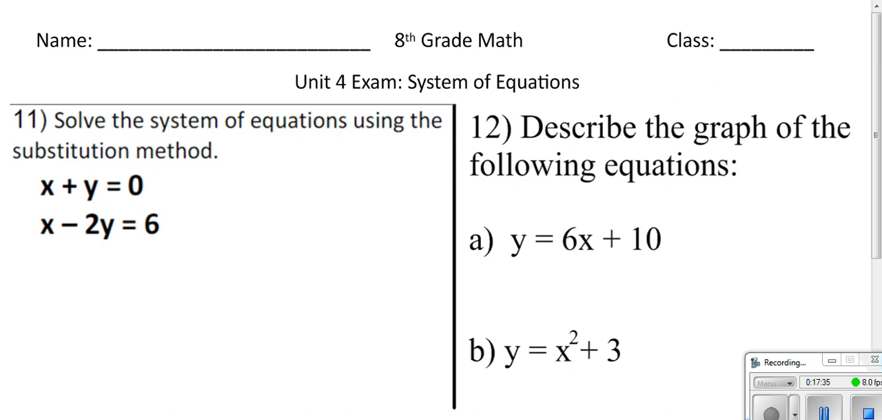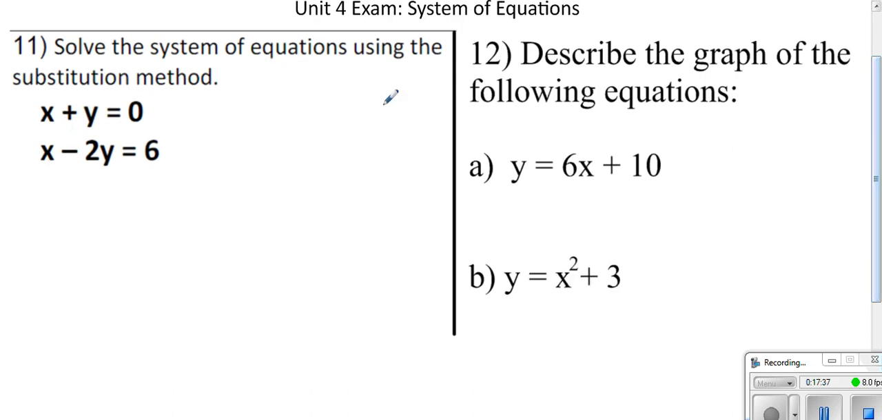Nice and easy. Number 11, solve the system of equations using the substitution method. To use the substitution method, you have to get one equal to either x or y. So I'm going to rewrite the first equation, and I'll solve for y. So this cancels. Y comes down. Y equals negative x.